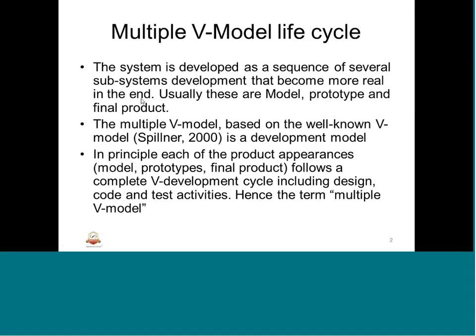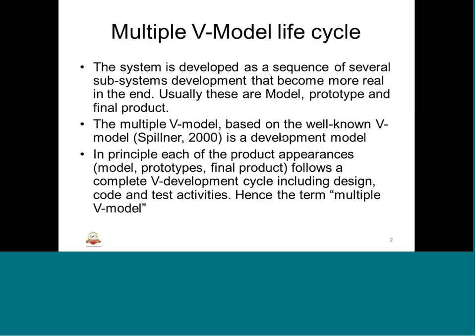So we have subsystems. It's called multiple physical versions. It is called subsystems. Usually these are model, prototype, and final product. It could be anything that we develop. So the multiple V model, based on the well-known V model, also called Spillner 2000, is a development model. That means life cycle elements, requirement, design, coding, testing, all together are called a development model.